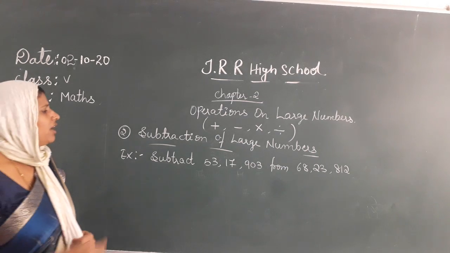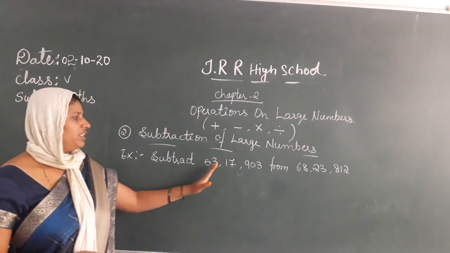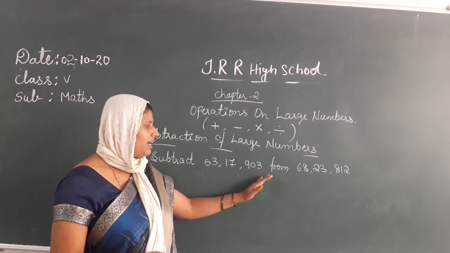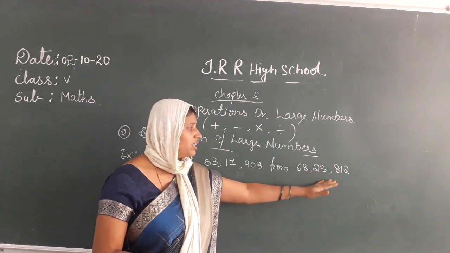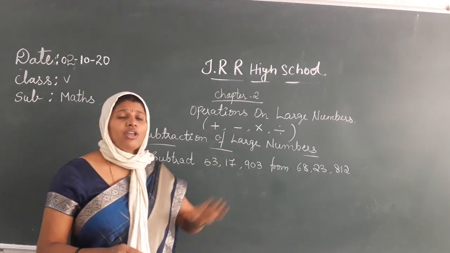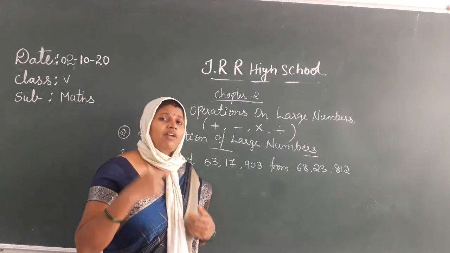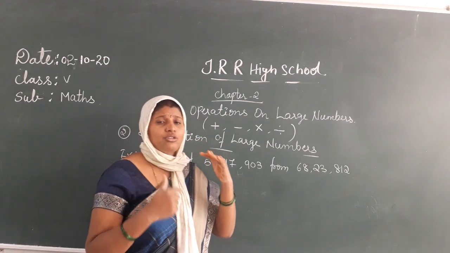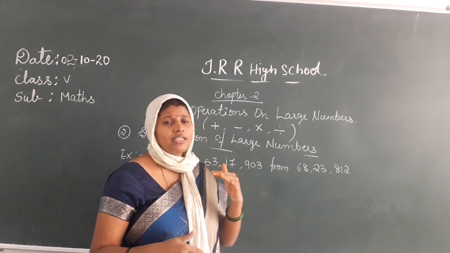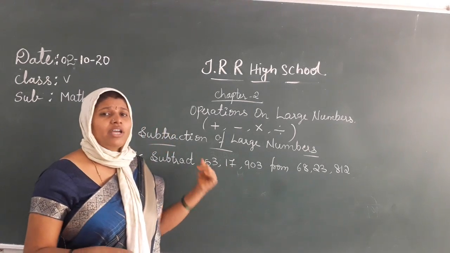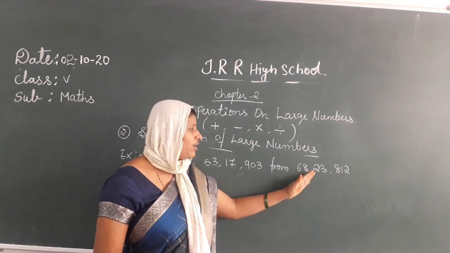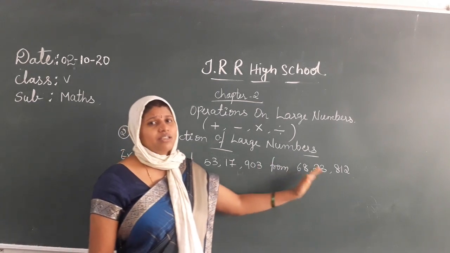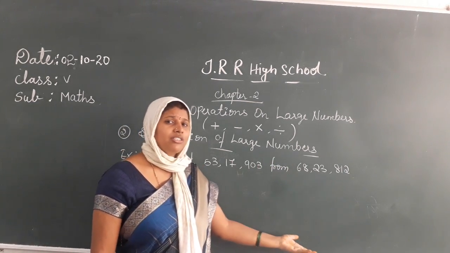So here I must read out, subtract 53,17,903 from 68,23,812. When you are adding two numbers, in either way you can write the bigger number first, then the smaller number. But in subtraction, always you have to write the biggest number first. Now you identify from these two which is the biggest number.